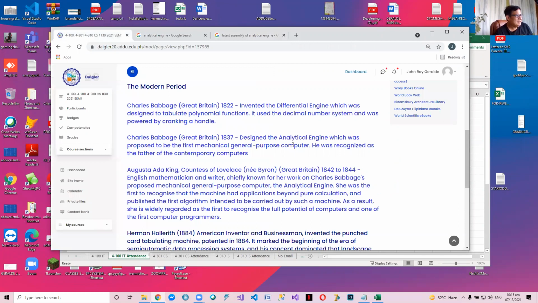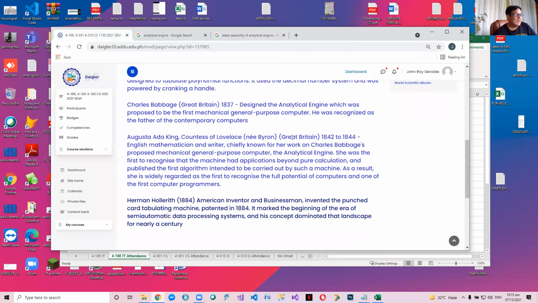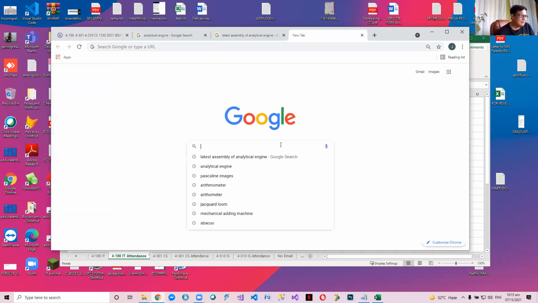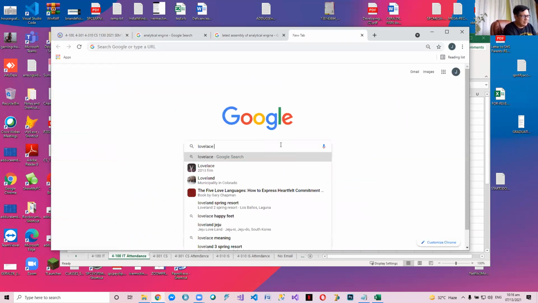Okay? Now, in addition to that, a follower of Charles Babbage in Great Britain was Countess Augusta Ada King, a Countess of Lovelace. Where is Lovelace? Lovelace is in England.